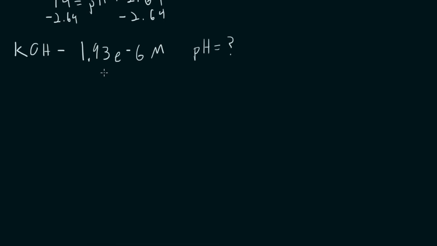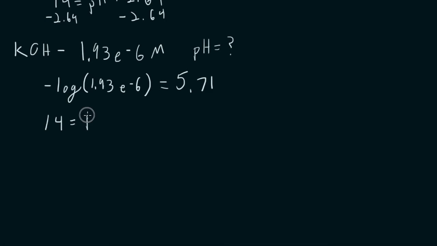So I've got some potassium hydroxide with a 1.93 E negative 6 molar concentration. I want to know what's going to be the pH of that. So first I need to calculate the pOH. That's going to be 5.71. Then I'm going to take 14 equals pH plus that 5.71. So I can take that 14 minus 5.71, and that'll give me my pH. I get a pH of 8.29.